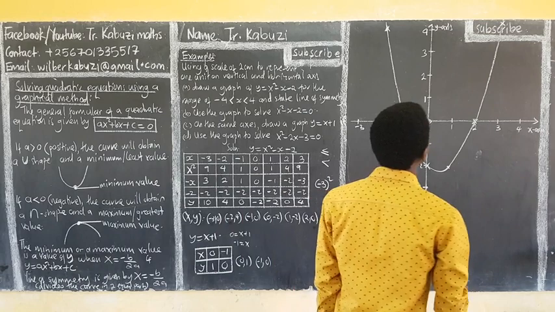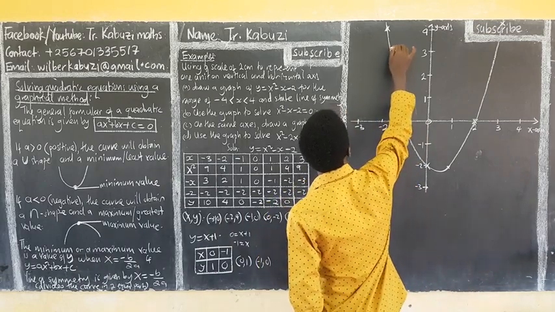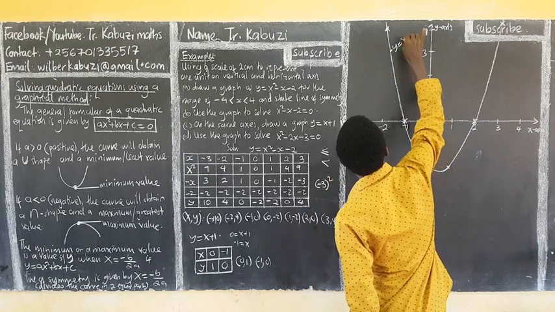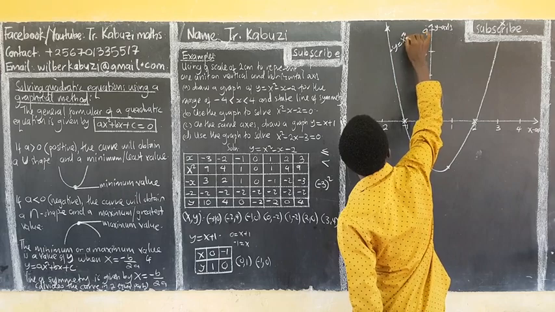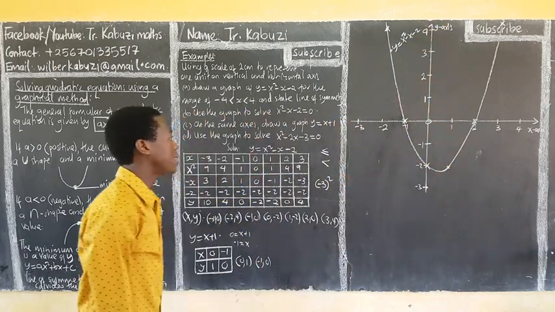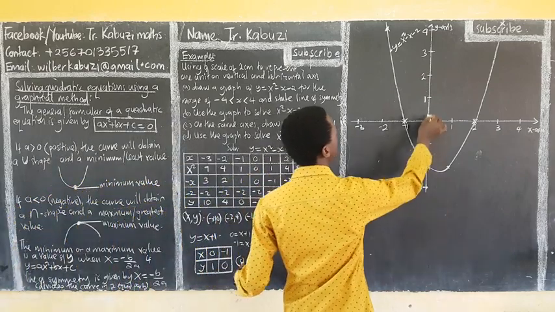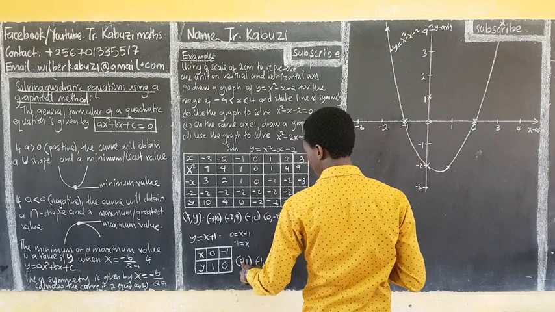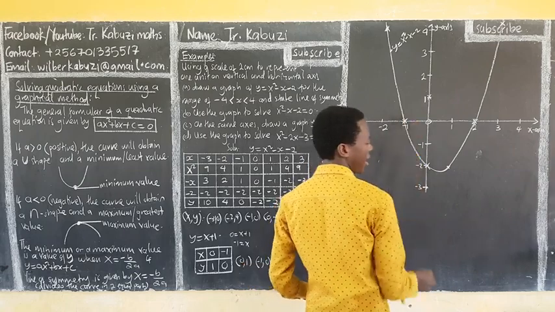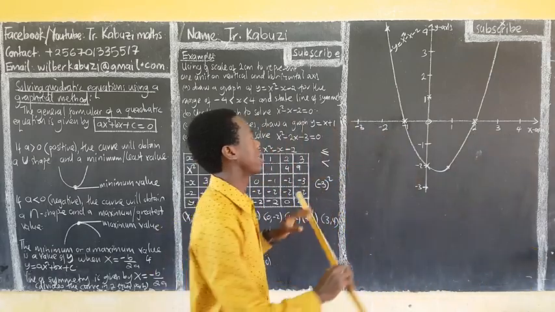Now from there after, you come and you name it. This is my curve. You name it y equal to x squared minus x minus 2. Then you come for this line. We name it 0, 1, then negative 1, 0. Negative 1, 0 is already there. Then for a line, we use a ruler because a line is a straight line.